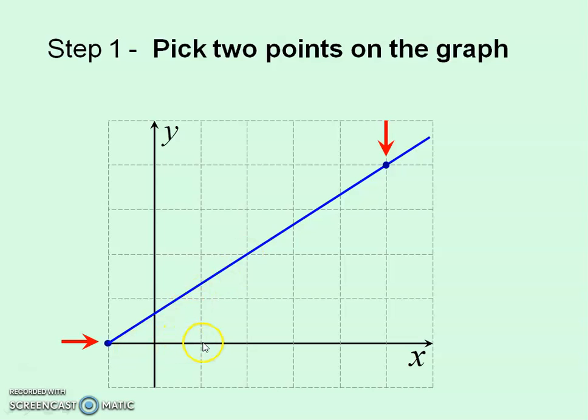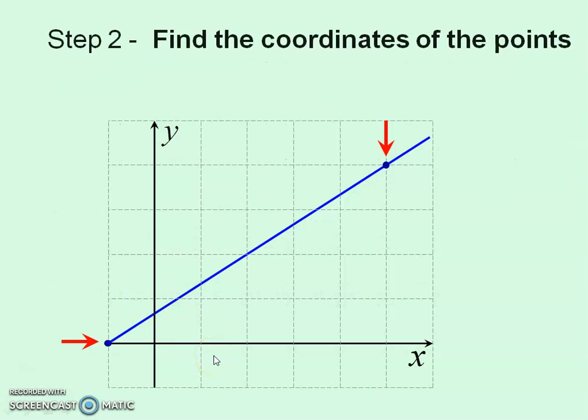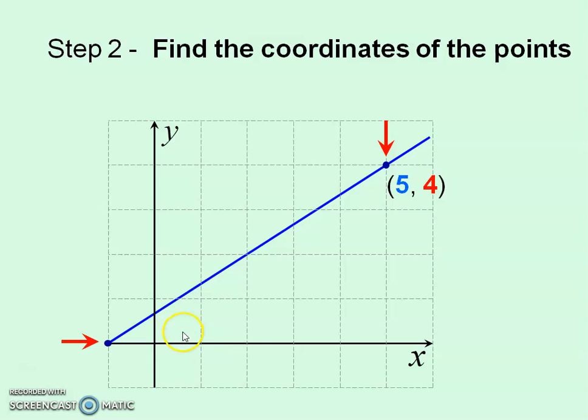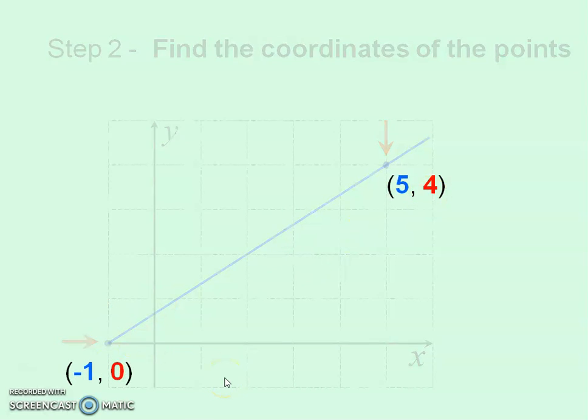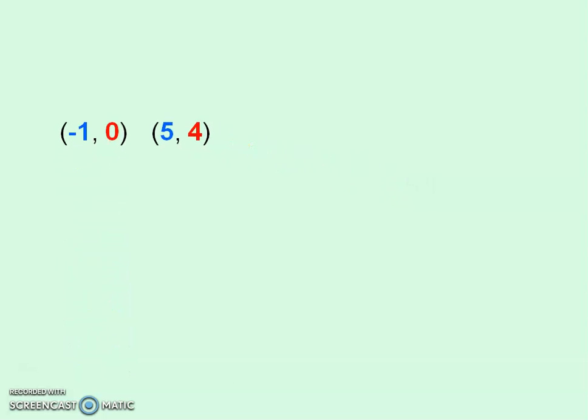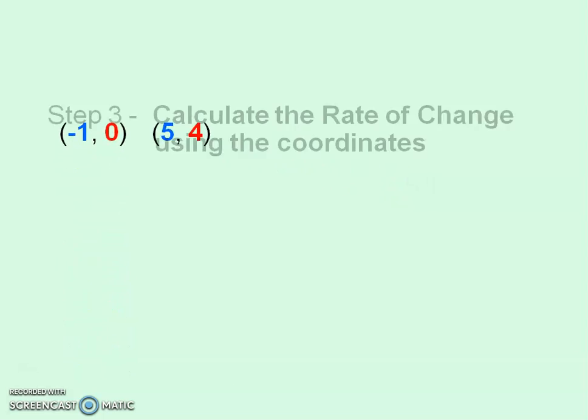If no scale is provided, it means that the scale of the graph goes by 1s on the x and 1s on the y axes. So here my coordinates would be the point 5, 4. The x coordinate comes first and then the y. And this would be the point -1, 0. So those are my x1, y1, and my x2, y2. Those are the 2 points.